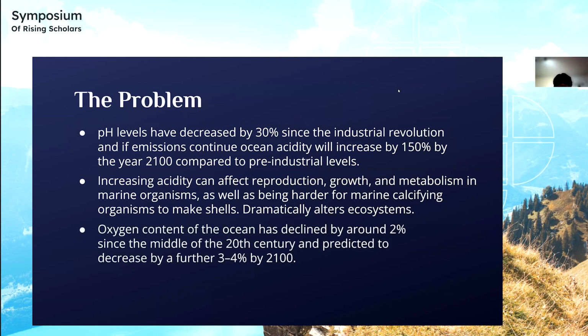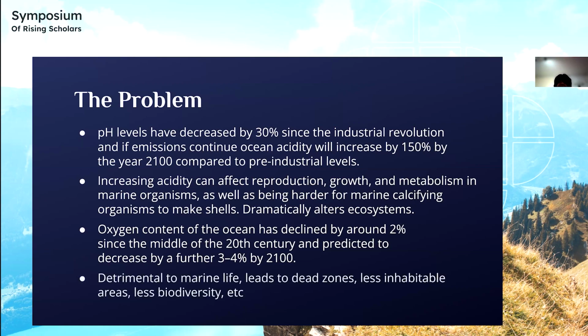And on the other hand, the oxygen content of the ocean has also declined by around 2% since the middle of the 20th century, and is predicted to decrease a further 3 to 4% by 2100. And this is also due to the rise in acidity of the ocean, because as the ocean becomes more acidic, it means that the water can retain less oxygen, which is also detrimental to marine life and can lead to dead zones, which means completely dead areas, less inhabitable areas, less biodiversity, etc.